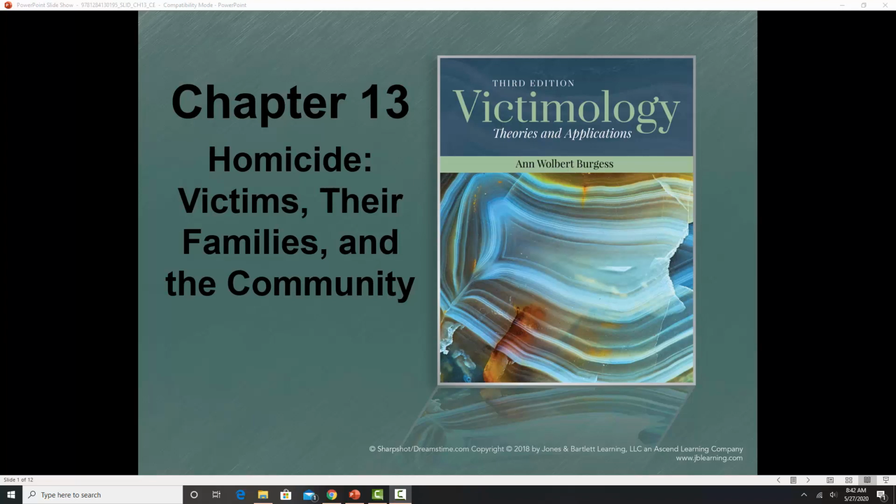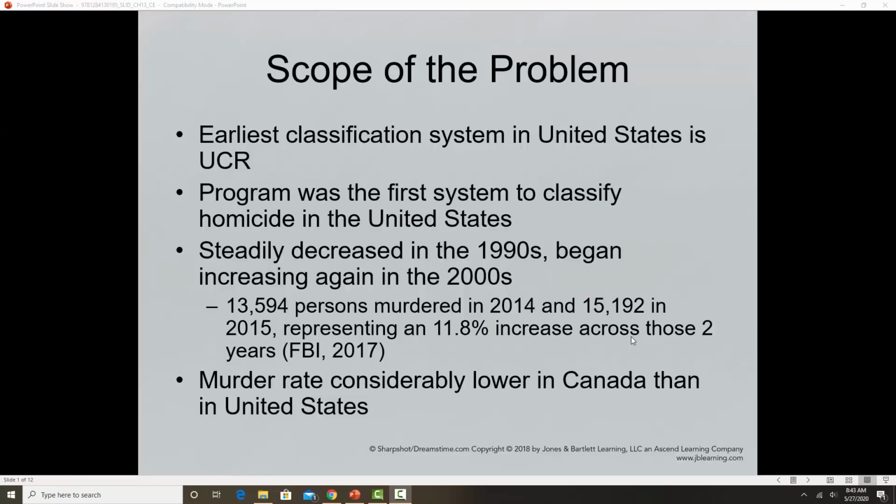Hi, everybody. In chapter 13, you are going to be reading about homicide, victims and their families, and the community at large in terms of victimization. When we talk about homicide, homicide can be defined as any intentional or sometimes unintentional or accidental killing of another person. Murder is the unlawful taking of human life. When you look at the definitions, it can further be classified into first degree and second degree.